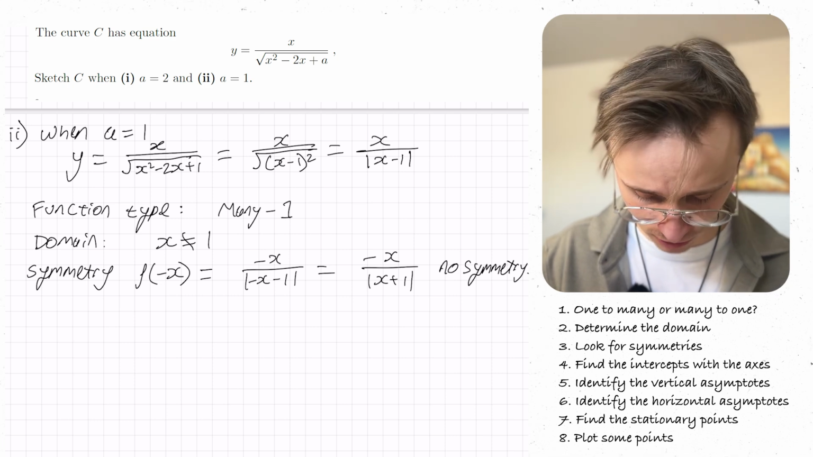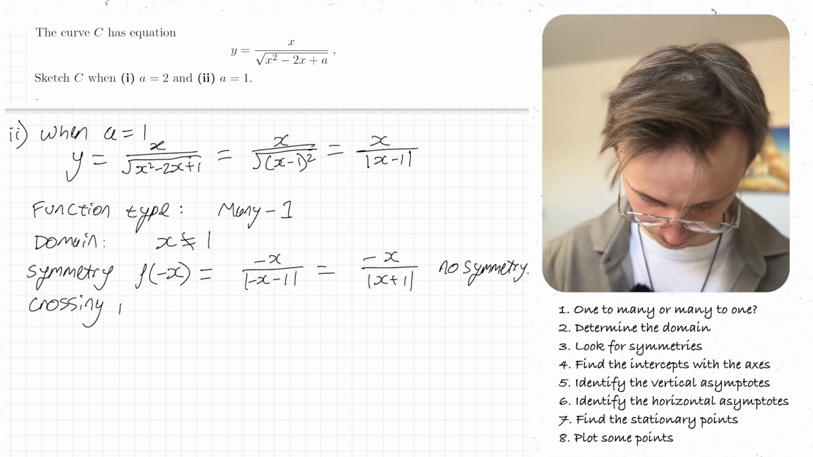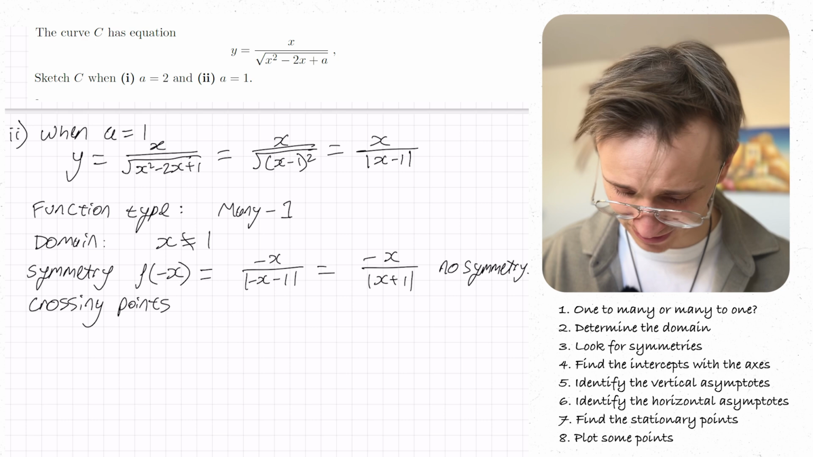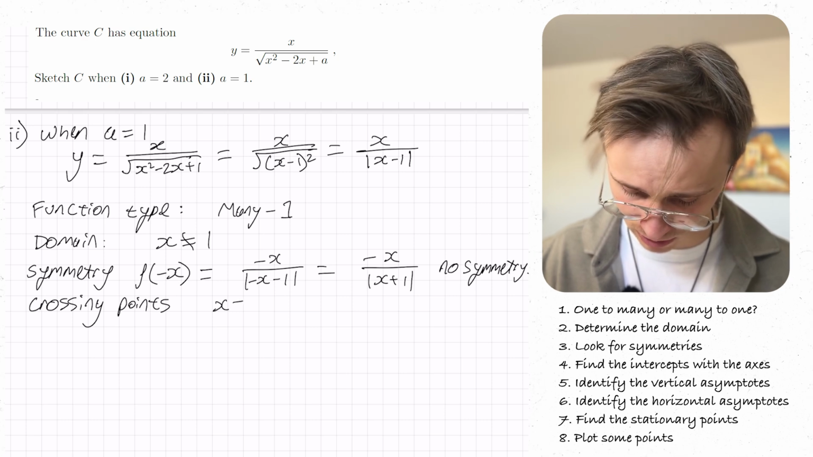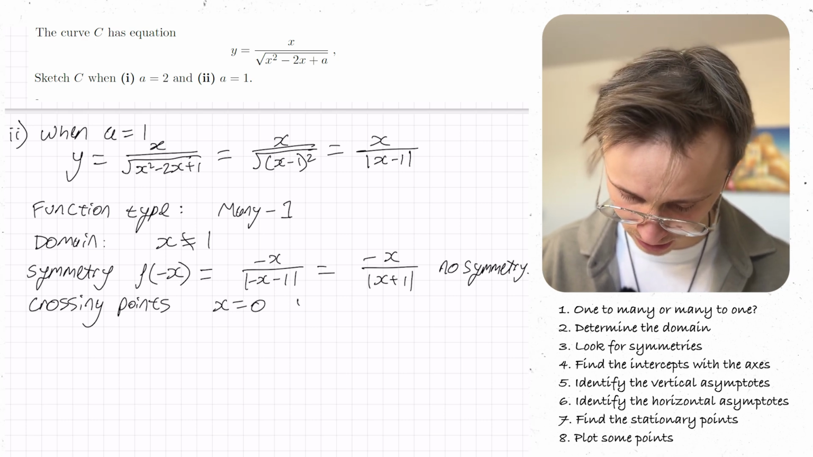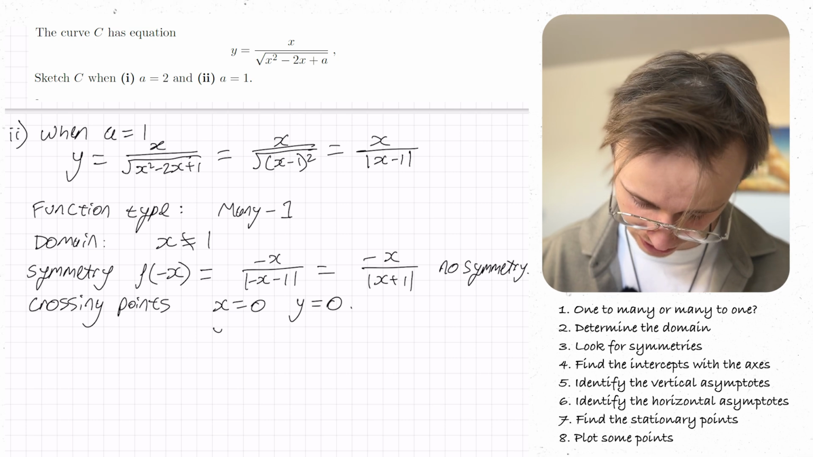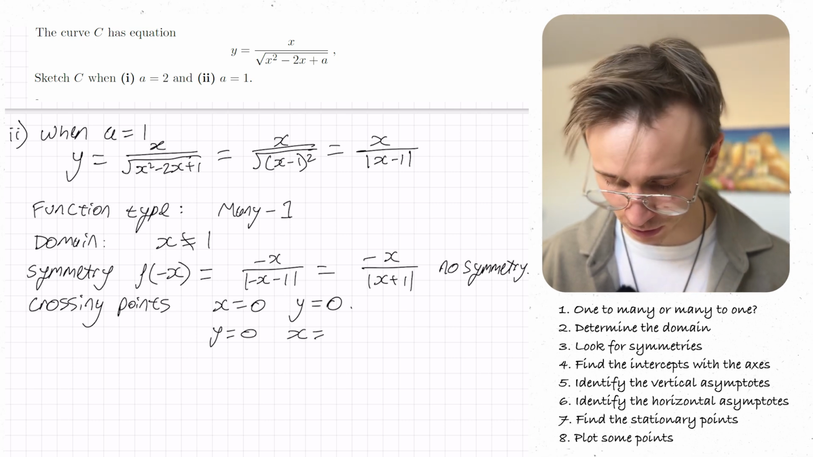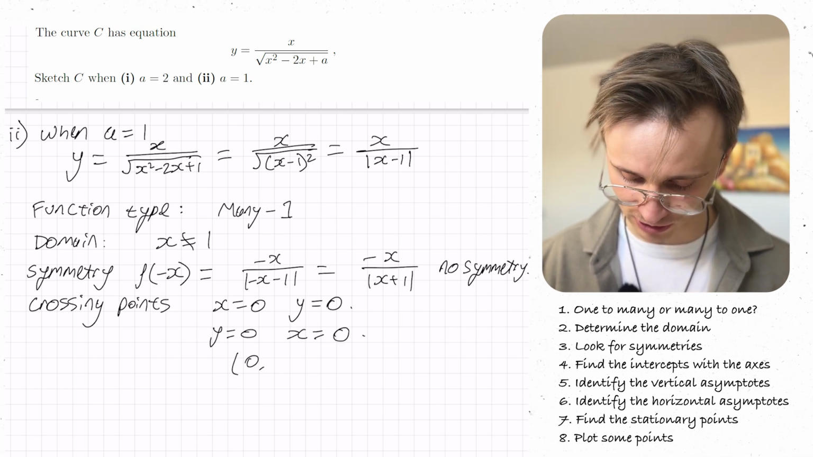Okay, now for crossing points. So it's going to be the same as before. When x equals 0, I get y equals 0, and then when y equals 0, I get x must be 0. So therefore, my only crossing point is again at 0, 0.